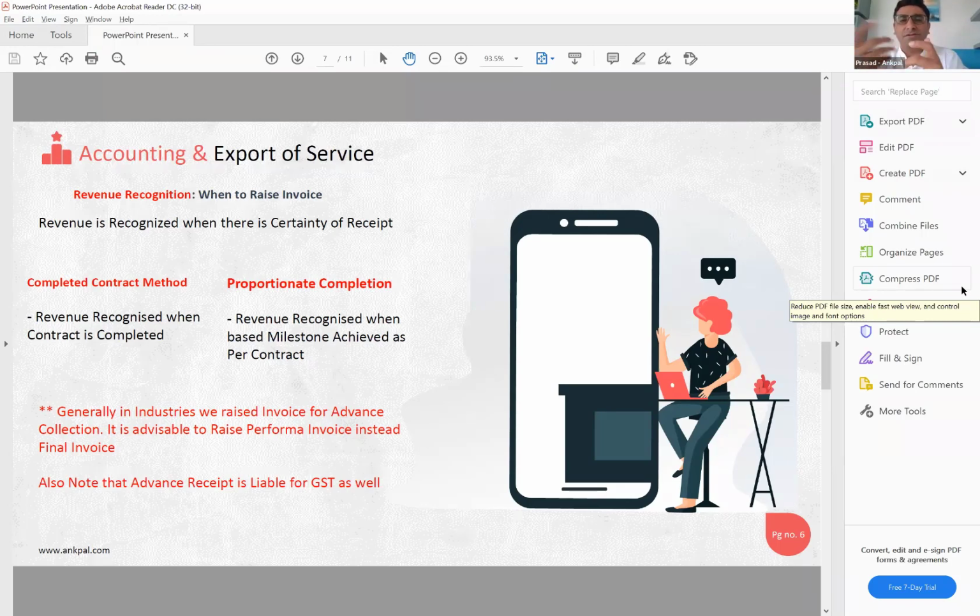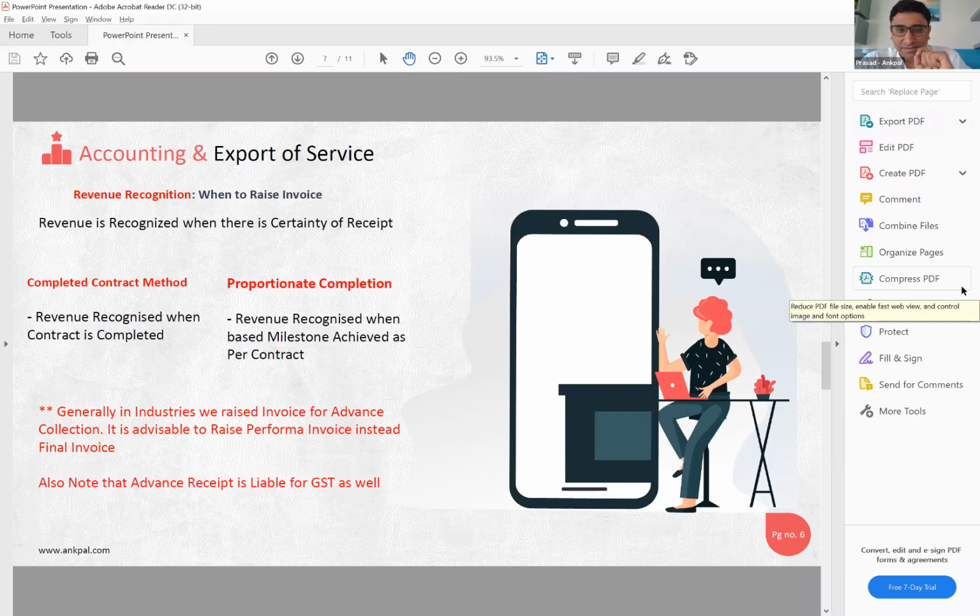So this is part of compliance and tax management as well, because it is as per the law that we are discussing. There are two methods. One is the completed contract method, which I said is for a one-time delivery. You are required to raise the invoice when your service gets completed. The second is proportionate completion. When you achieve your milestone, you are required to raise the invoices for that part, right?